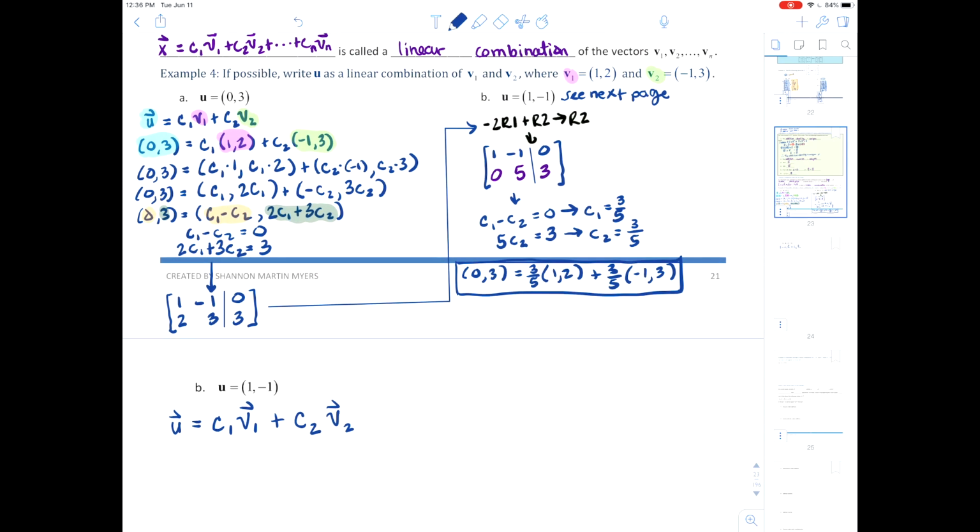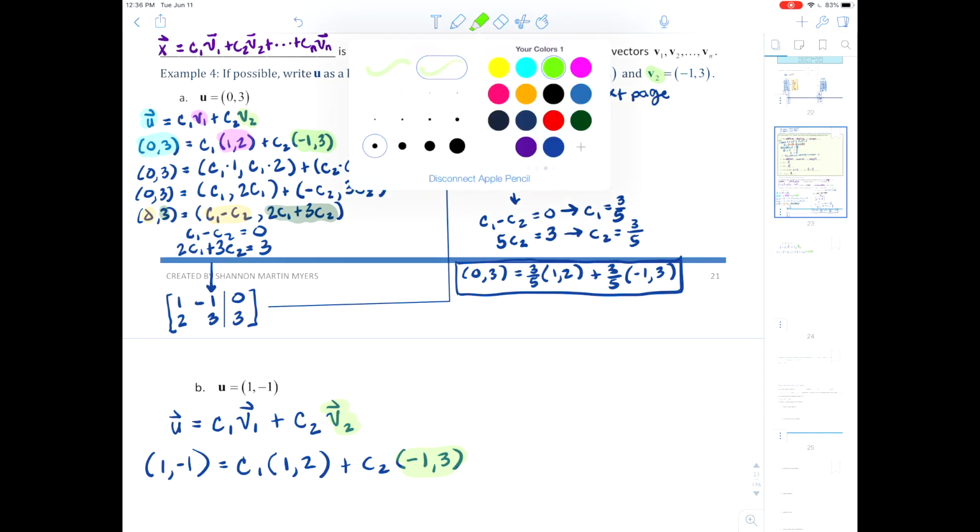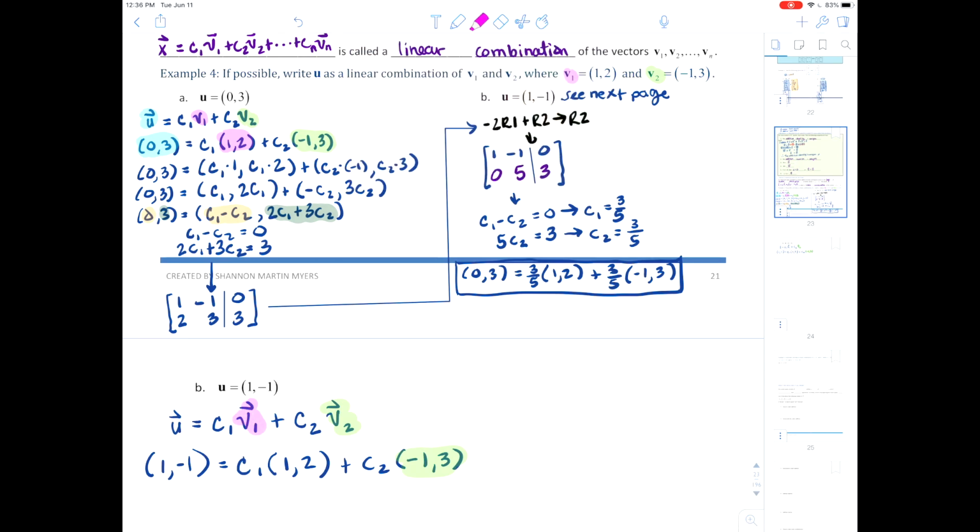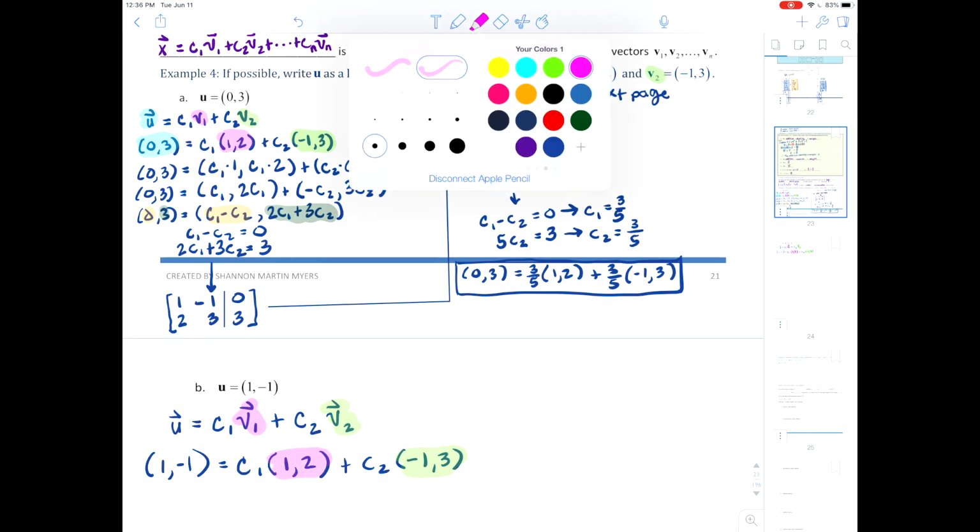And we need to substitute in what we've got. So this time u is 1, -1. So that would equal c1 times v1, which was 1, 2, and c2 times v2, which was -1, 3. And this is what we've done before. This was our v2, this was our v1, and we have a different u this time.